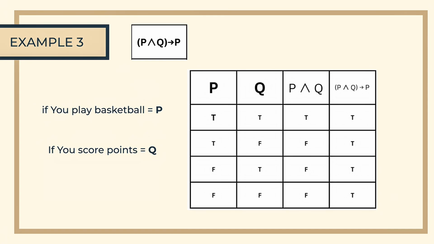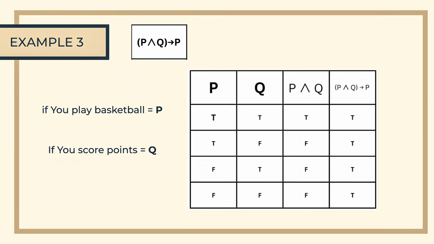In the fourth row, you don't play basketball, P equals false. You don't score points, Q equals false. The condition, you play and score, is also false. Again, since the condition didn't happen, the whole statement is true by default. This final row is true.